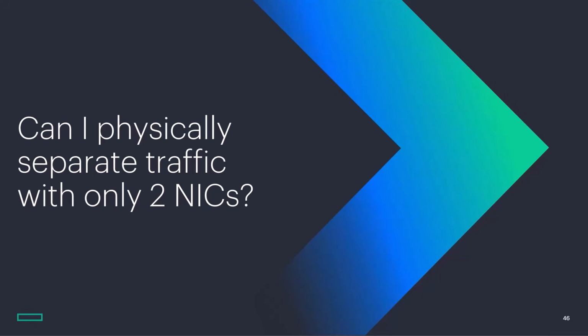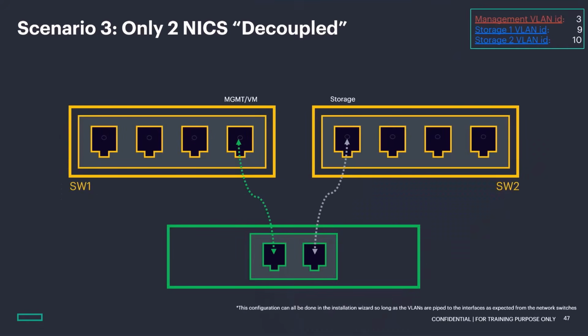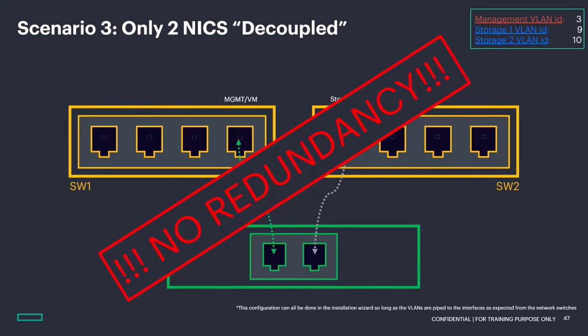Now, we get asked this quite a bit. If I only have 2 NICs, can I physically separate the traffic? Well, what happens if you do something like this is you have 0 redundancy. So it's better to take the performance hit than to risk having a total catastrophe. So in my opinion, it's better to just bond your interfaces and send your storage out over a single VLAN or 2 VLANs if you want to do multipathing.